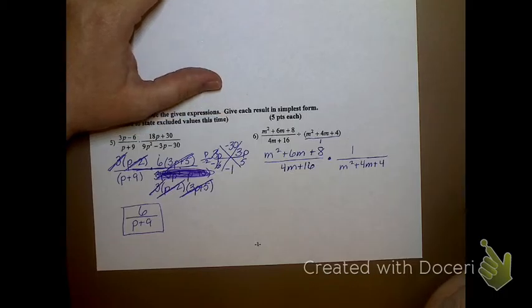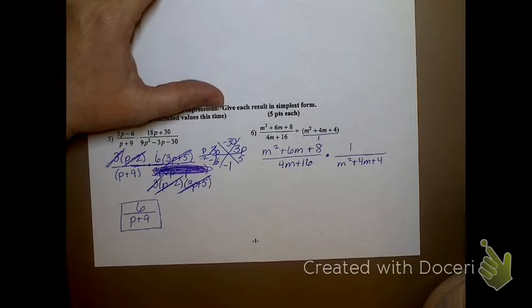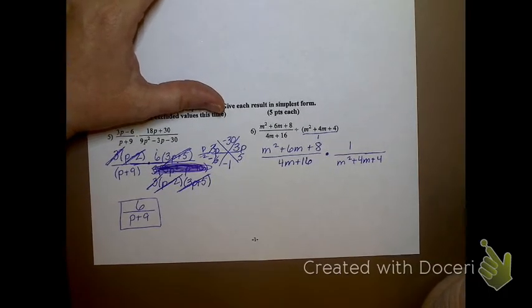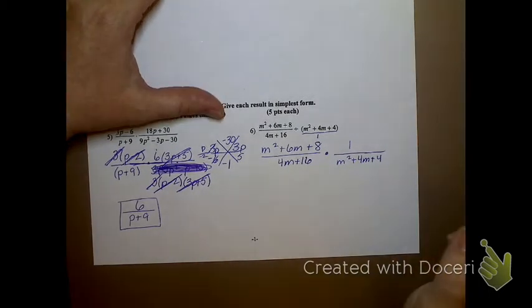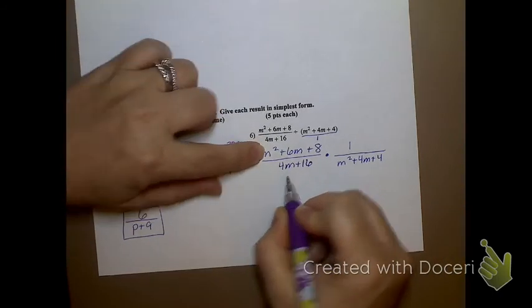Now I have a problem just like the previous one, where I'm going to factor everything and then make one giant fraction and start canceling. Do not start canceling until you have one fraction. In any problem, don't start canceling till then.